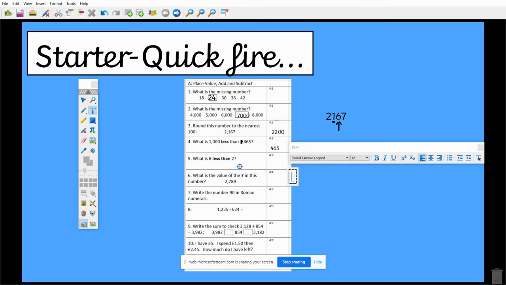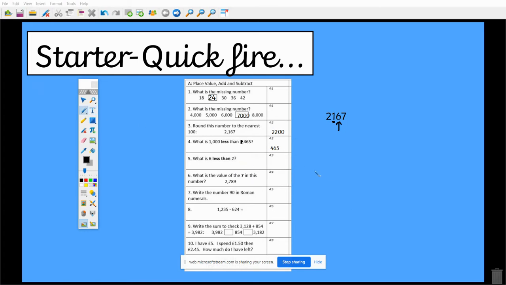What is 6 less than 2? That's a tricky one because can we take away 6 from 2? We're going to go into what's called negative numbers. Good, so we've got 2. We're going to go 6 less. Let's count back. 2, 1, 0. Minus 1, minus 2, minus 3, minus 4. So it's minus 4.